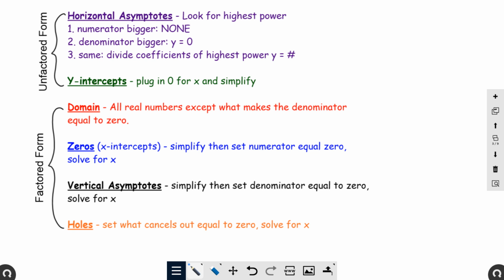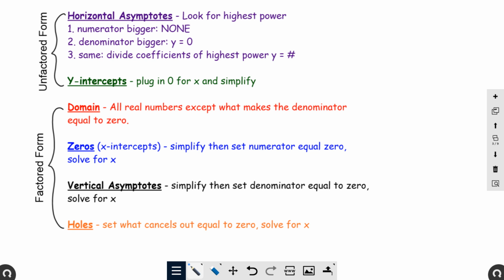So when we look at horizontal asymptotes, we look for the highest power, which is also known as the degree. Remember how we name them, like quadratic, quartic, or whatever. You look for your highest power in the numerator and highest power in the denominator. If the numerator is bigger, you say none. If the denominator is bigger, you say y equals 0. And if they're the same, you divide their leading coefficients, which means you divide the numbers in front. We're going to do examples of each as we go through.